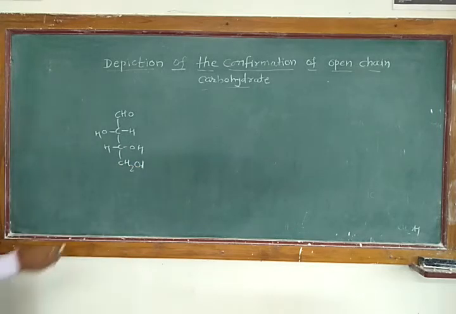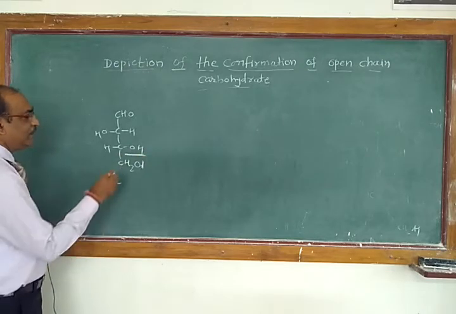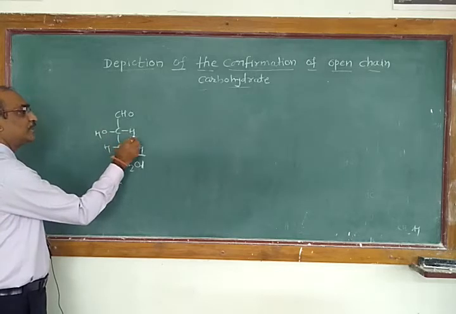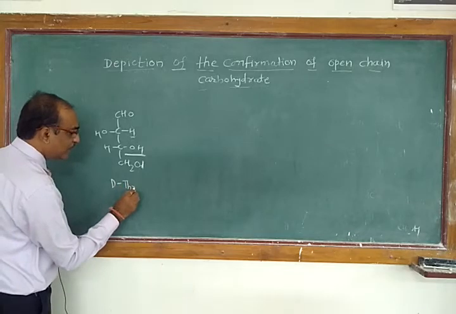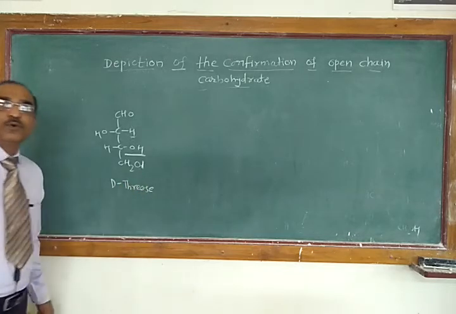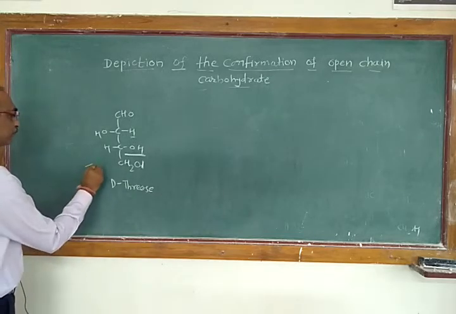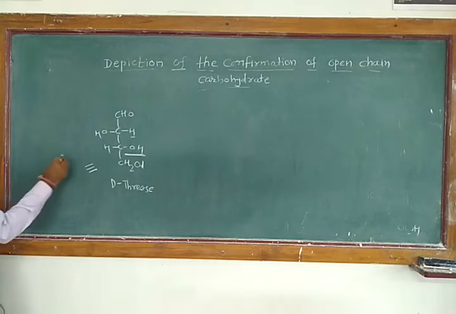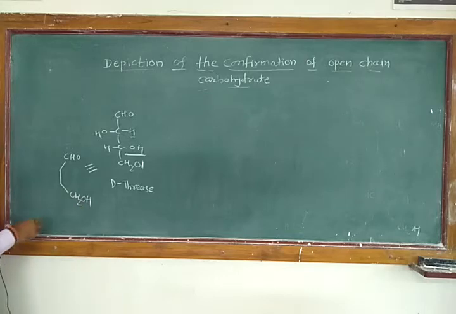D means this hydroxy group is always on the right hand side. In case of erythrose, there was an OH on the right, but in threose, it is an OH on the left hand side. This is the D-threose. The same structure can be written like this also. CHO, CH2OH. This hydroxy, if you write above, then this hydroxy goes behind.